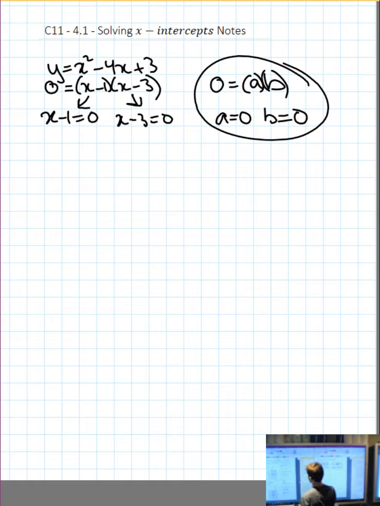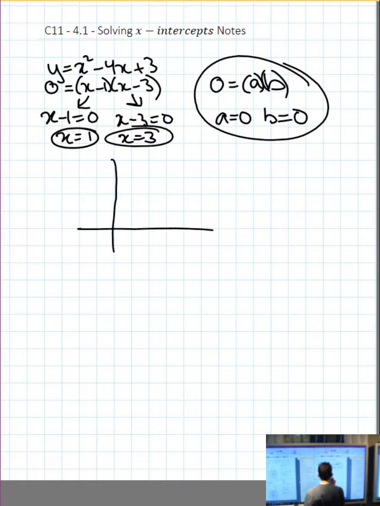Teachers are going to rarely show you the steps anymore, like adding to both sides, but clearly look in the notes I have. So if you add 1 to both sides, x equals 1. Circle your answer. And the one on the right, if you add 3 to both sides, x equals positive 3. Then we can draw a graph. And what we know is we have an x-intercept at 1 and 3.